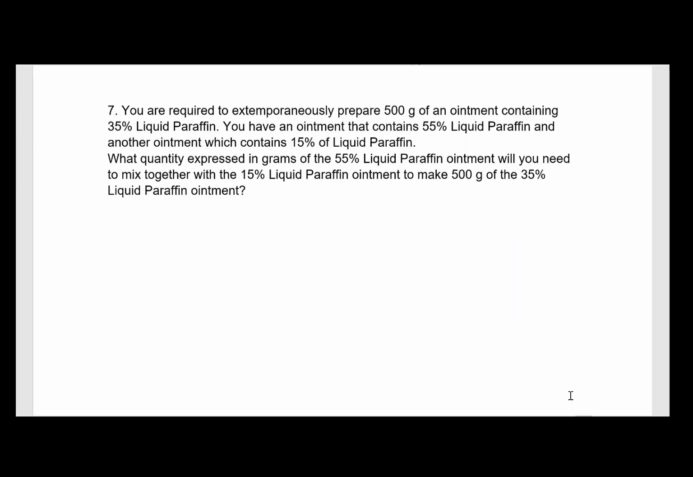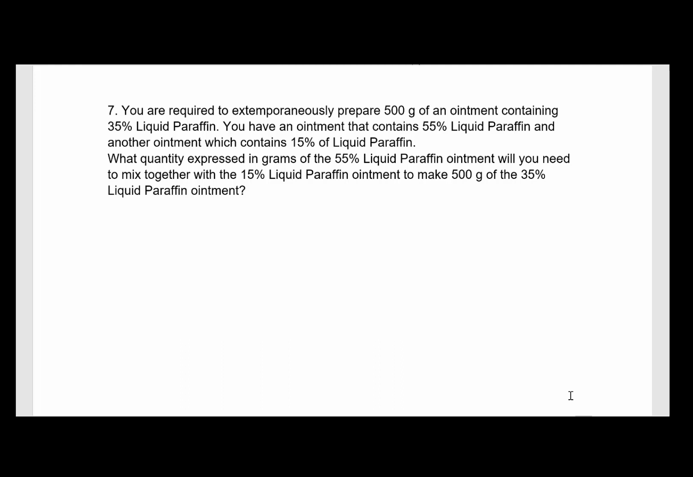The next two questions are based on alligation method. Again, very different type of calculation. Now, this is a calculation where you have been given two different concentrations, and you have to mix them and make a certain concentration. Okay.